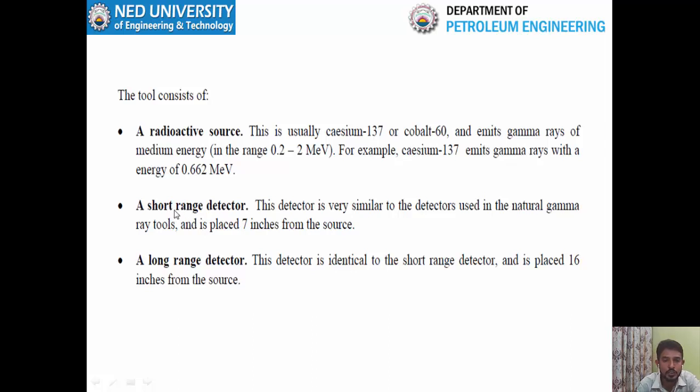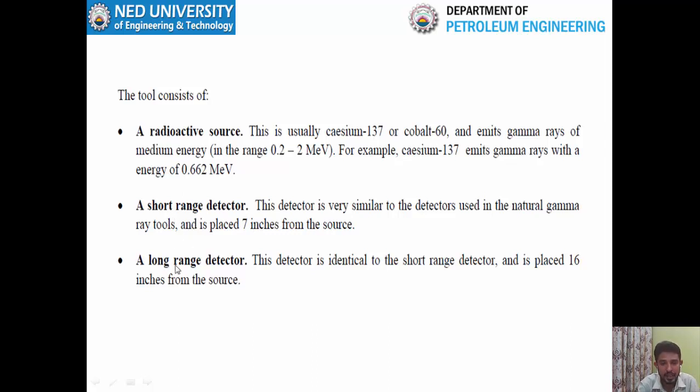One is called the short range detector. This detector is very close to the source, around 6" from the source, and basically it is measuring the gamma rays that are traveling through the mud cake. We will see in the coming slide. So the short range detector measures the gamma rays traveling in the 7" region, so a very near effect of the formation is being measured through this short range detector.